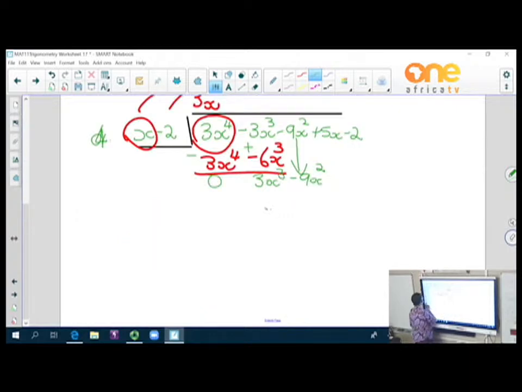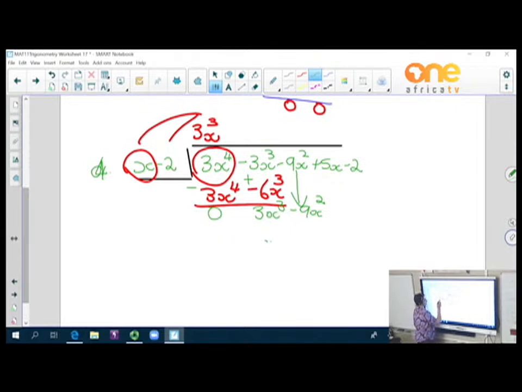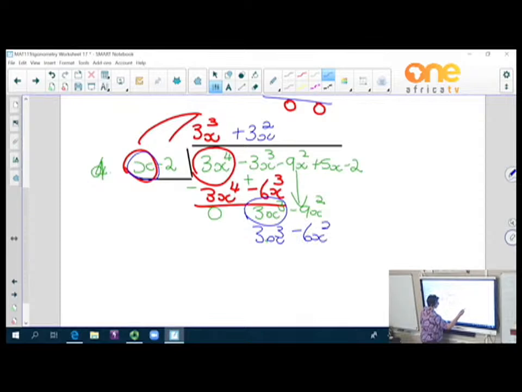How many times will this x divide into 3x? 3 times. And that is plus 3x squared. Numbers and letters. So then it's 3x to the power of 3. And this one is then negative 6x squared. Change the second signs and add. Negative 9 plus 6 is negative 3x squared.